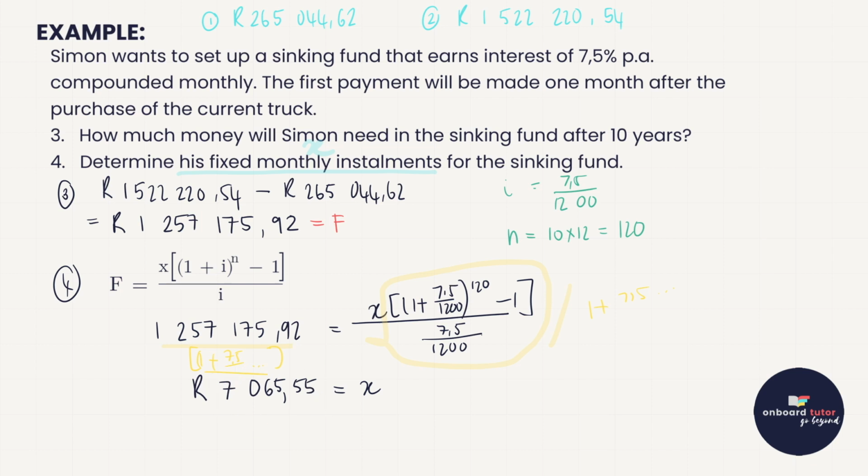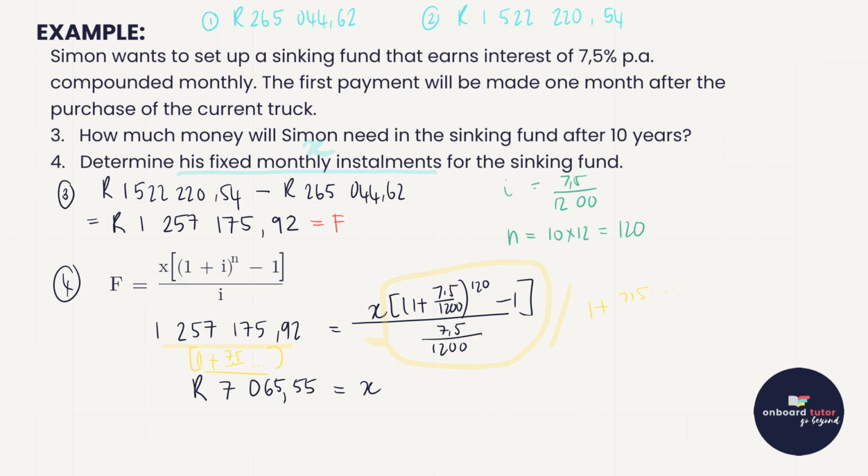Okay, and this is such a beautiful example of why people do set up sinking funds. Because if he doesn't plan and he doesn't save what seems like bite-sized chunks here of 7,000 rand a month, then what's going to happen is by the time that his truck is ready to give up, he's going to be able to sell it for 265,044 rand and 62 cents, but he's not going to have this 1.2 million just ready to go. And so that's why Simon has planned ahead and he has set up a sinking fund.